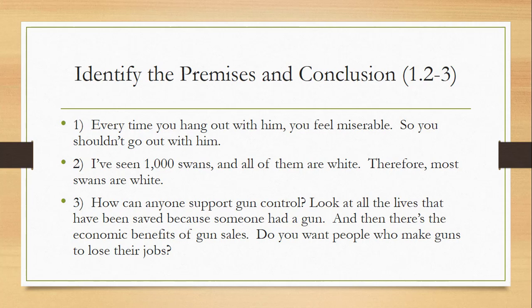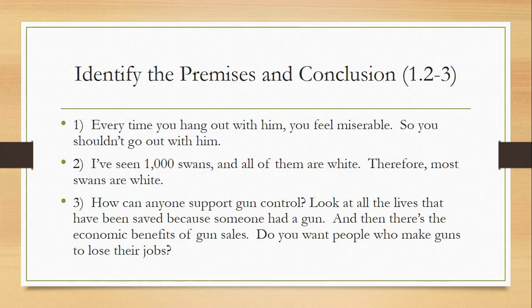Second, I've seen 1,000 swans and all of them are white. Therefore, most swans are white. Let's find the conclusion first. If we notice here, there's a nice indicator word, therefore. And we look at what follows after that: most swans are white. That indeed is the conclusion.